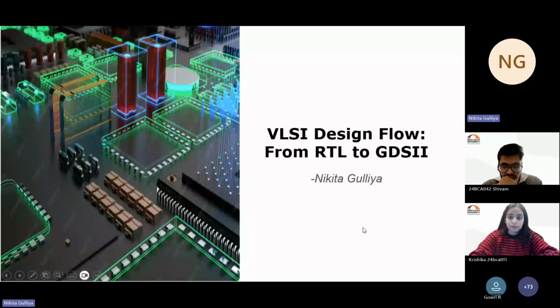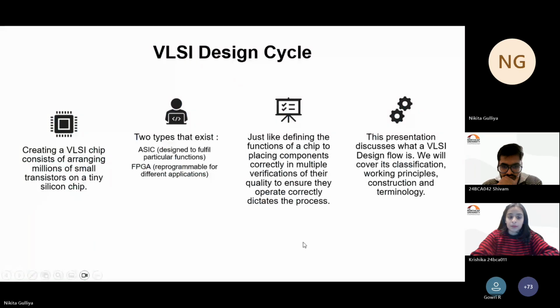Welcome to the session on VLSI design flow from RTL to GDS2. Let me start with the basic idea of what VLSI means. VLSI chip design is about arranging millions or billions of tiny transistors on a small piece of silicon. Even though a chip looks small, internally it is extremely complex.